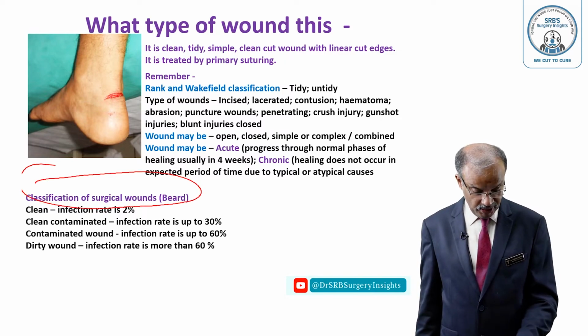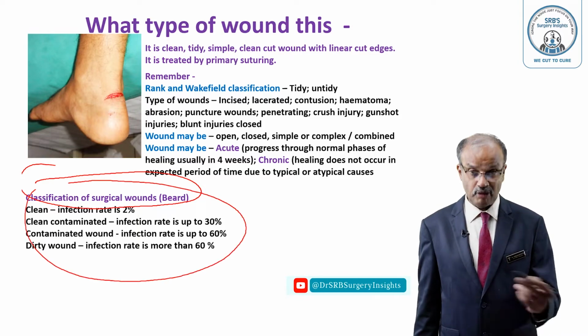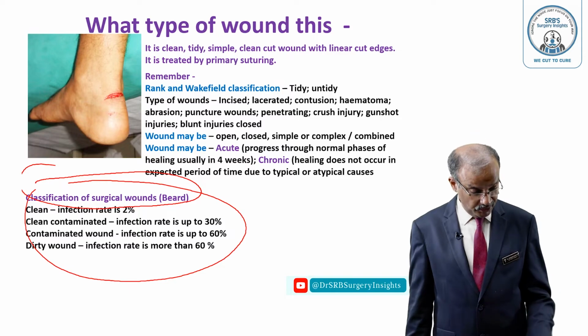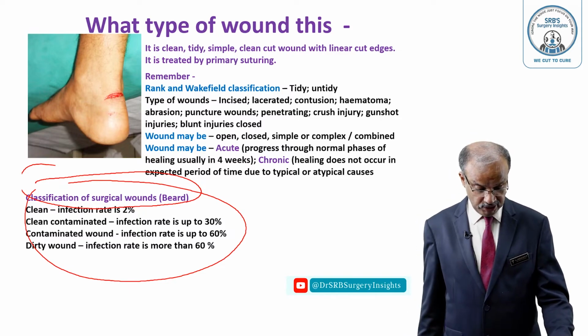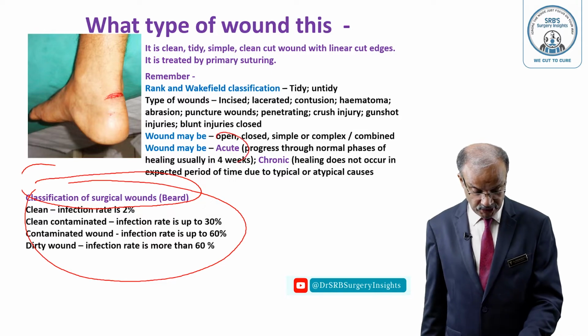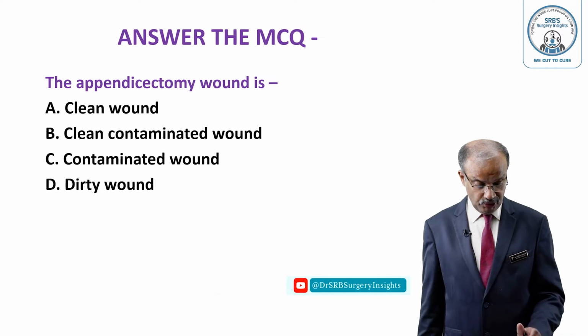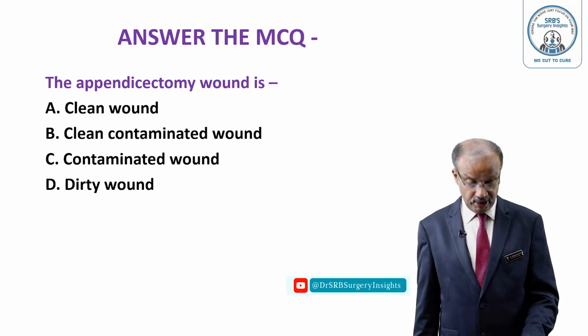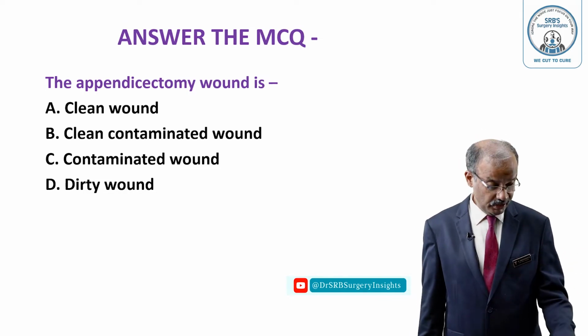It's very, very important. MCQ questions will be asked about the different types and examples. So you should know the examples of each, so that you can answer the MCQ. So Rank and Wakefield classification. These are different types of classifications often asked in MCQs, which you have to remember. So answer the MCQ: Appendicectomy wound is a clean wound, clean contaminated wound, or dirty wound? Give the answer in the comment box. I will give the answer later.